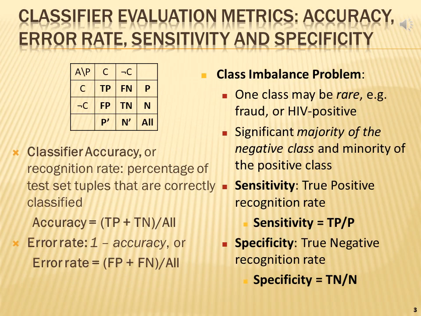Accuracy measures the overall percentage of correctly classified tuples. Error rate is simply 1 minus accuracy. But in class-imbalanced problems, like fraud detection, accuracy alone is misleading. That's where sensitivity, true positive rate, and specificity, true negative rate, become essential.